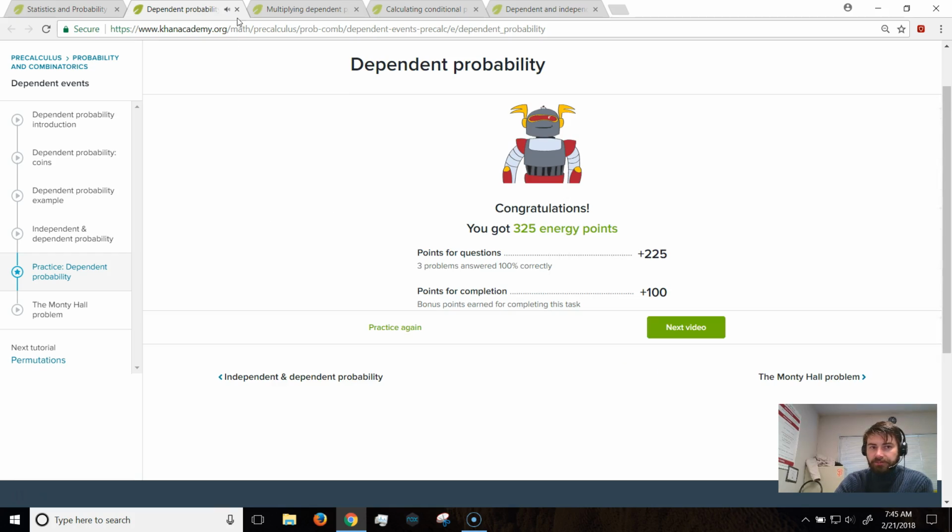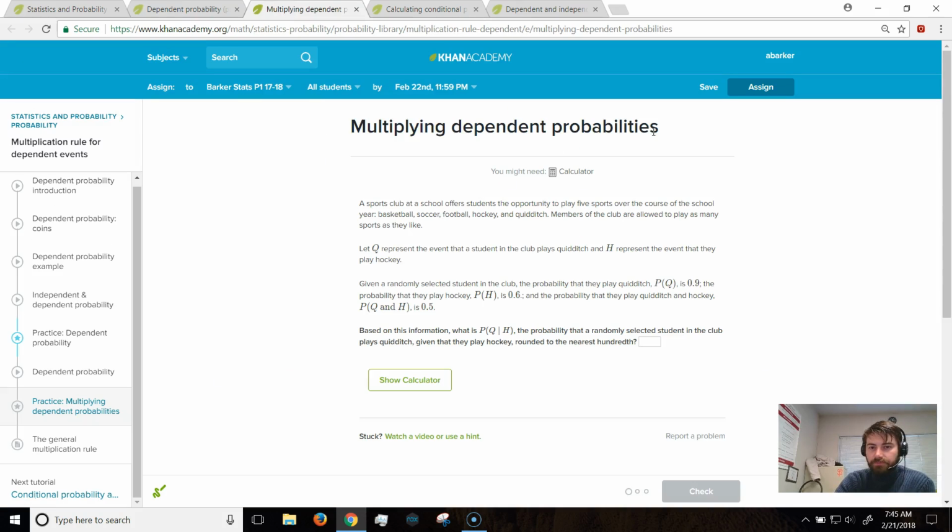All right, so that gets a dependent probability. I'm going to go on to multiplying dependent probabilities. This is a little more complicated, and we'll get into what this looks like.